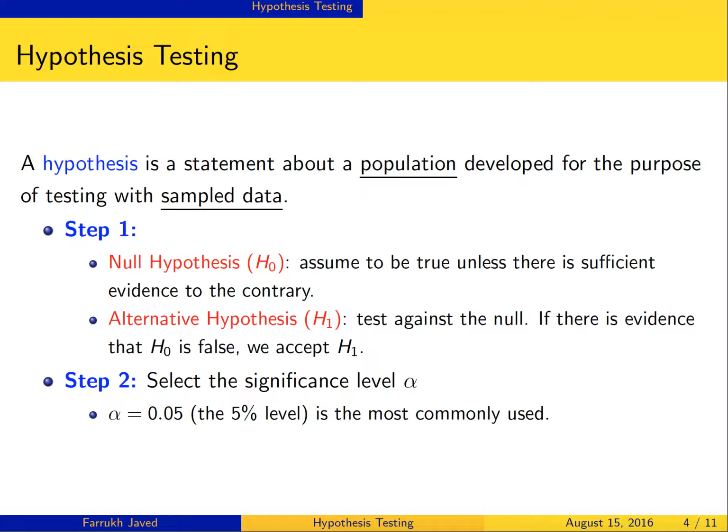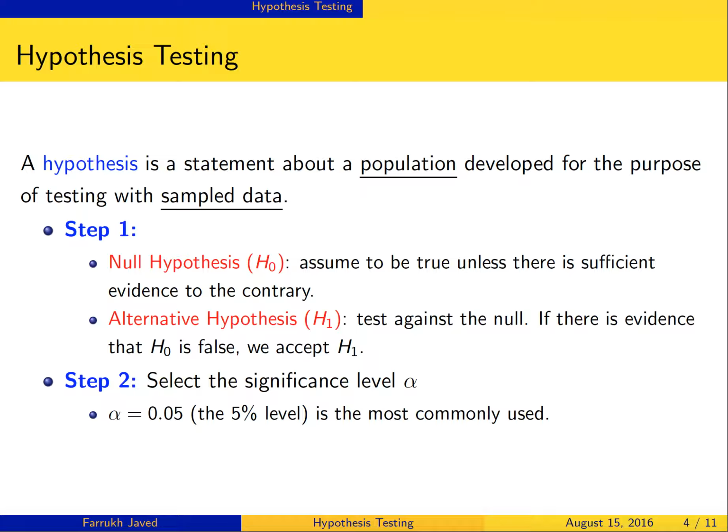And in step number 1, when we design our hypothesis, there are two types of hypotheses we make. The one is the null hypothesis, which is assumed to be true unless there is sufficient evidence to the contrary. Say that the population mean is equal to the sample mean, or the sample mean is equal to the population mean. This is the null hypothesis. This is true, right? And the alternative is tested against the null. If there is evidence that H0 is false, we accept H1. Of course, there are two alternatives. So if one is failing, then the other one we are going to accept.